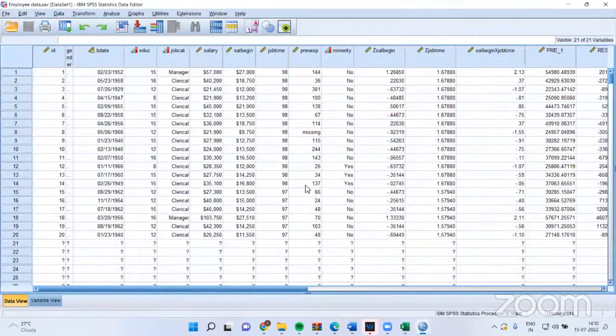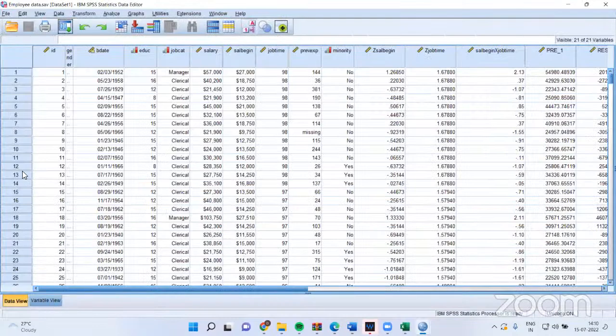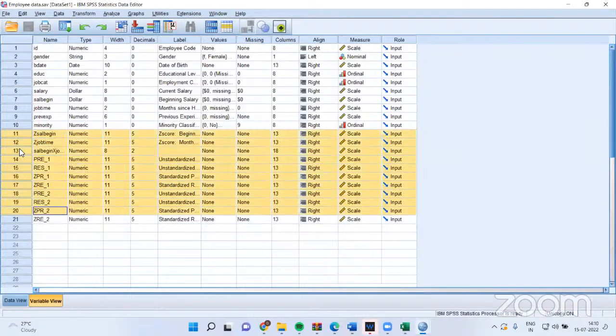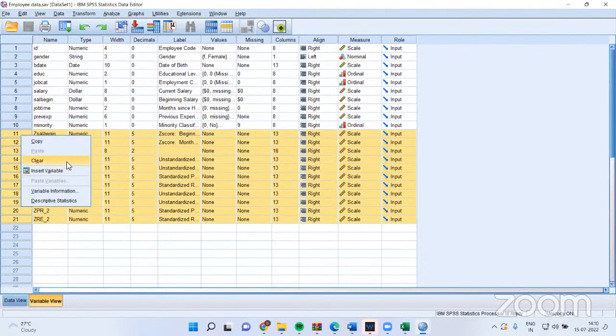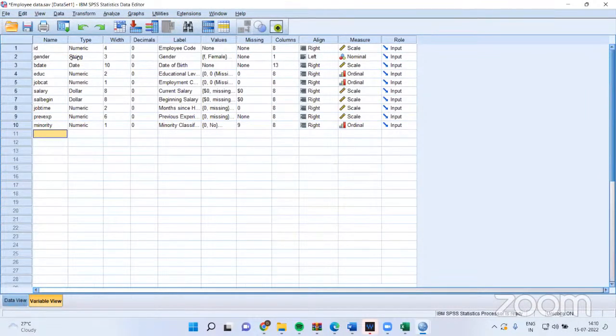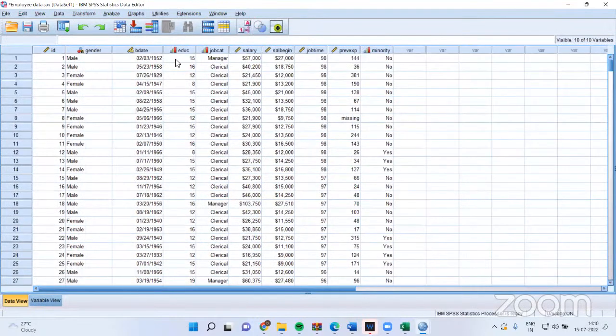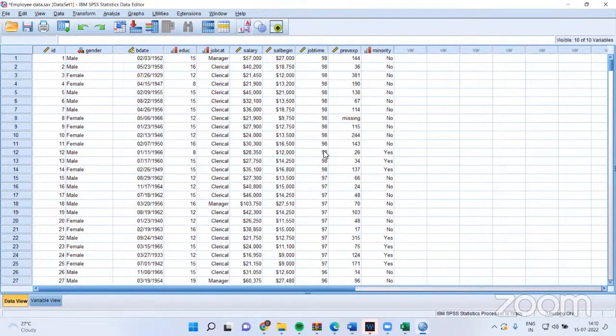Now identify the variables which are in continuous scale, and we can run the correlation among those variables. Identify any two variables. Current salary and job category? Job category is again the ordinal one. Salary and salary begin, yes. Job time, salary and time. Previous experience. Yes, 1, 2, 3, and 4.